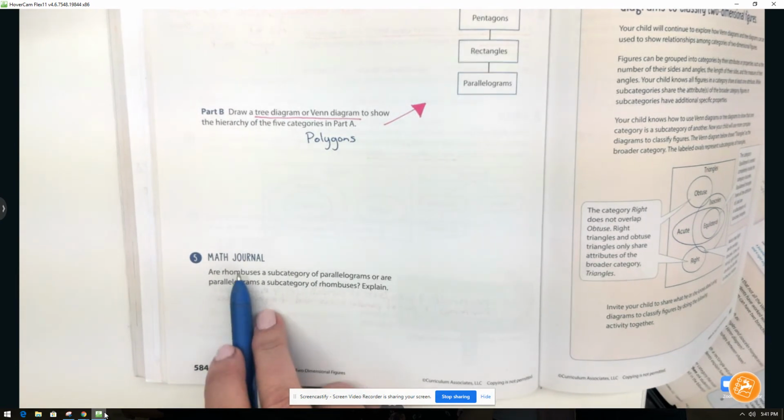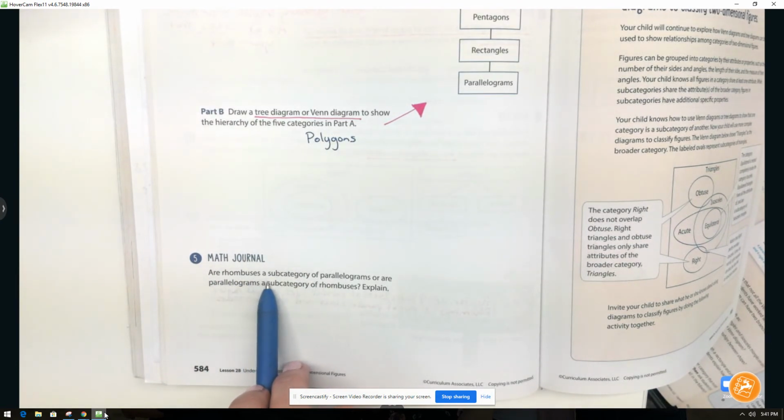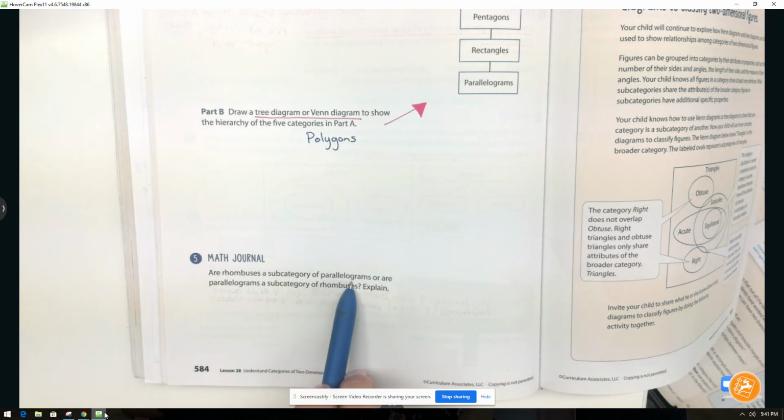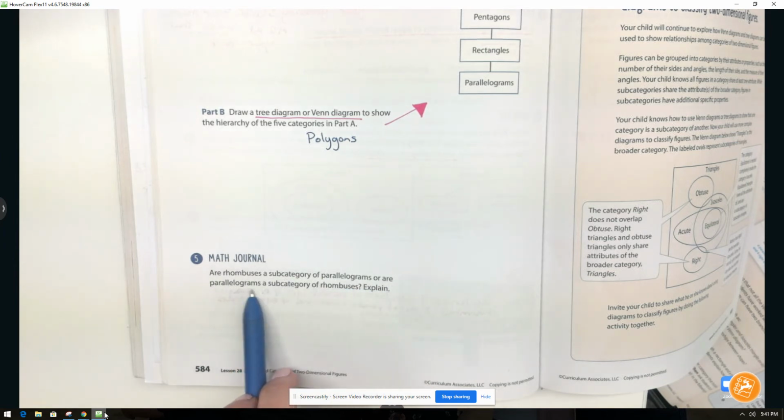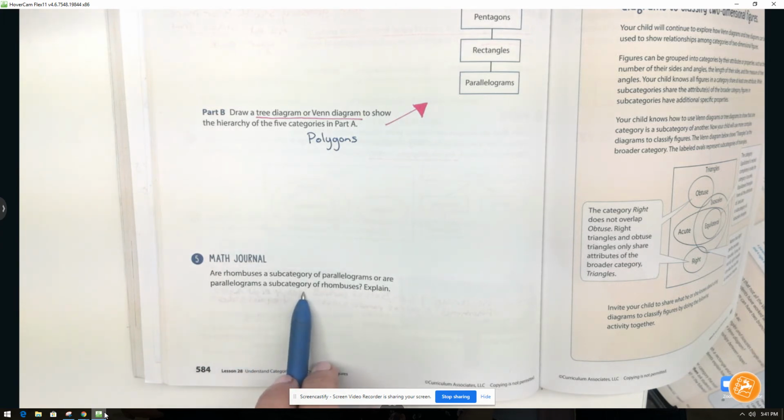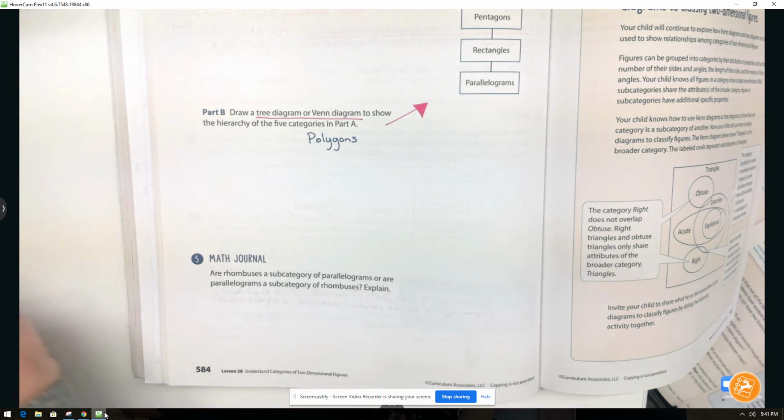Finally, for number 5, it says, are rhombuses a subcategory of parallelograms, or are parallelograms a subcategory of rhombuses? I want you to think about what you know about parallelograms and rhombuses, and then decide which of those is the most general. That means it will be the category. And which one is the most specific, which will be the subcategory.